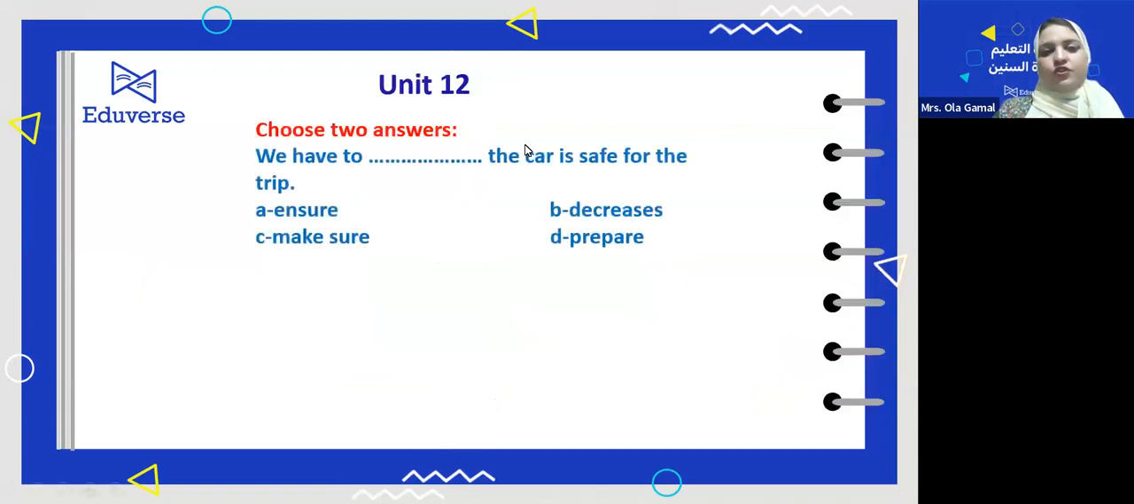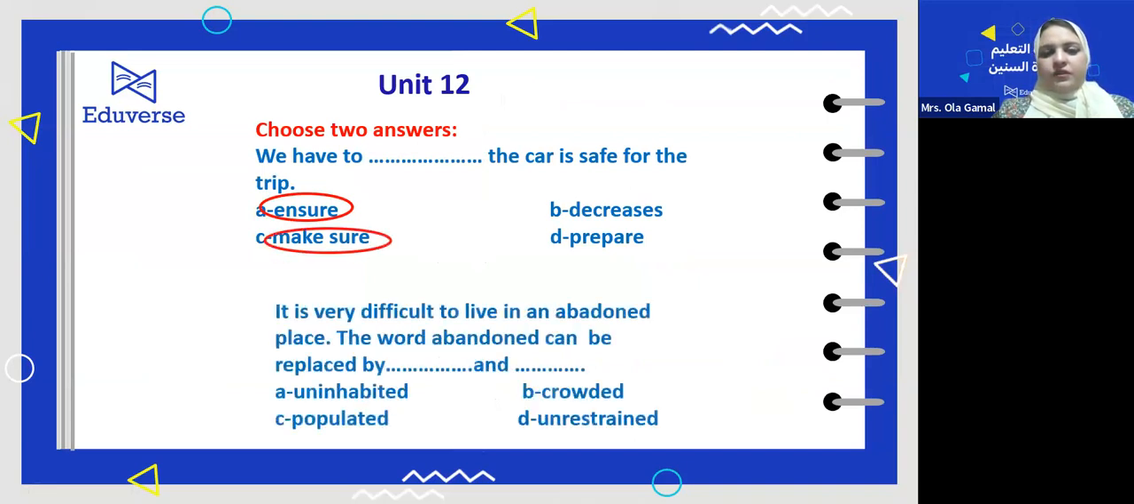Here, let's move on. Choose two answers. We have to what the car is safe for the trip. Excellent, to ensure, and also to make sure. It's very difficult to live in an abandoned place. The word abandoned can be replaced by, yes, unrestrained or uninhabited.